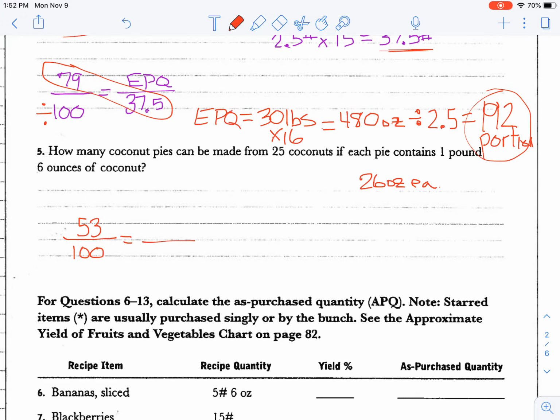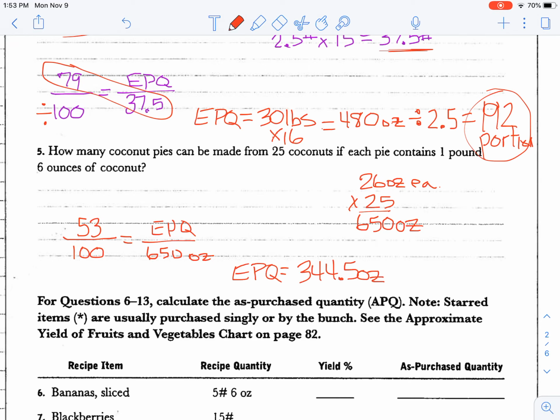So we have 25 coconuts, and each coconut is going to weigh 26 ounces. If we multiply 25 and 26, we get 650 ounces. And that's the APQ. That's what we have before we start cutting into them. The EPQ is the part that we don't know. So we need to take 53 times 650 divided by 100, which gives us an EPQ of 344.5, and these are ounces because our other measurements were in ounces.